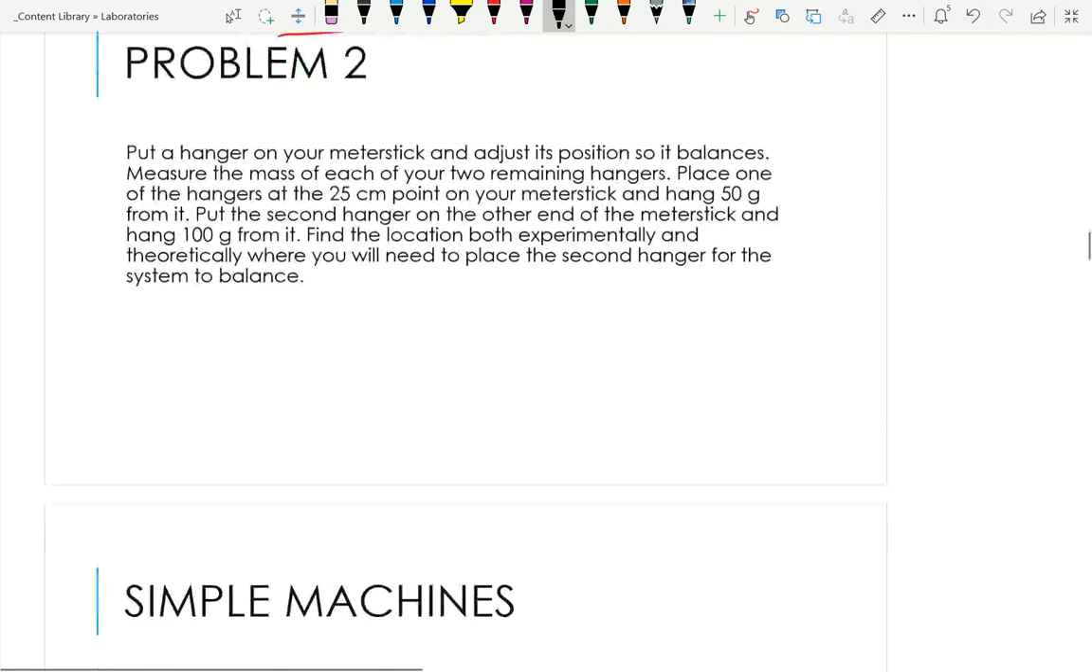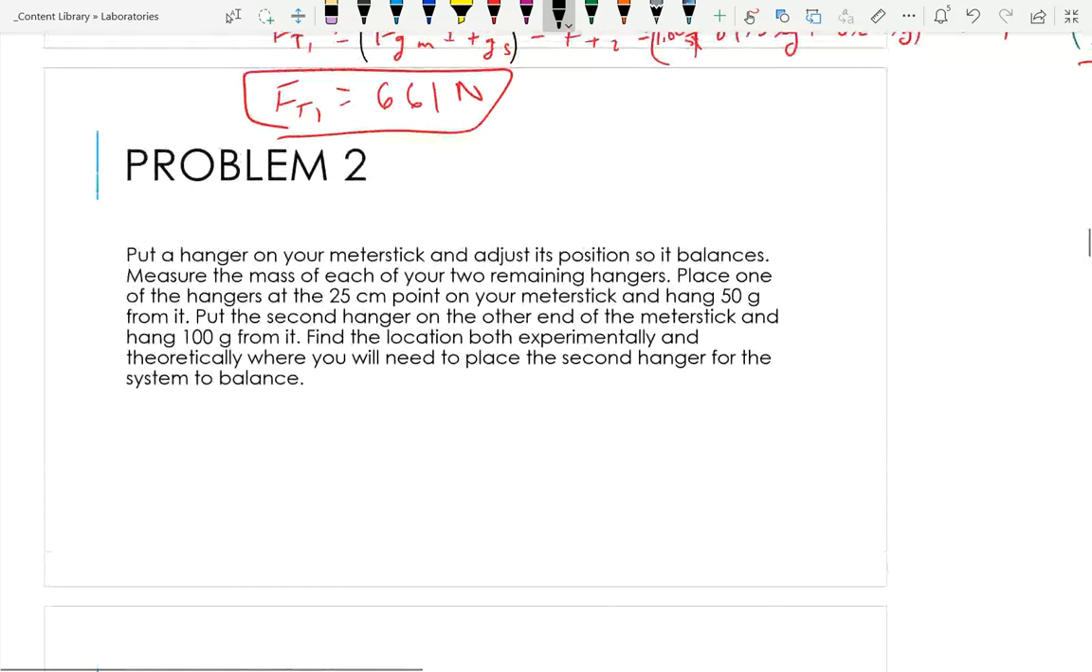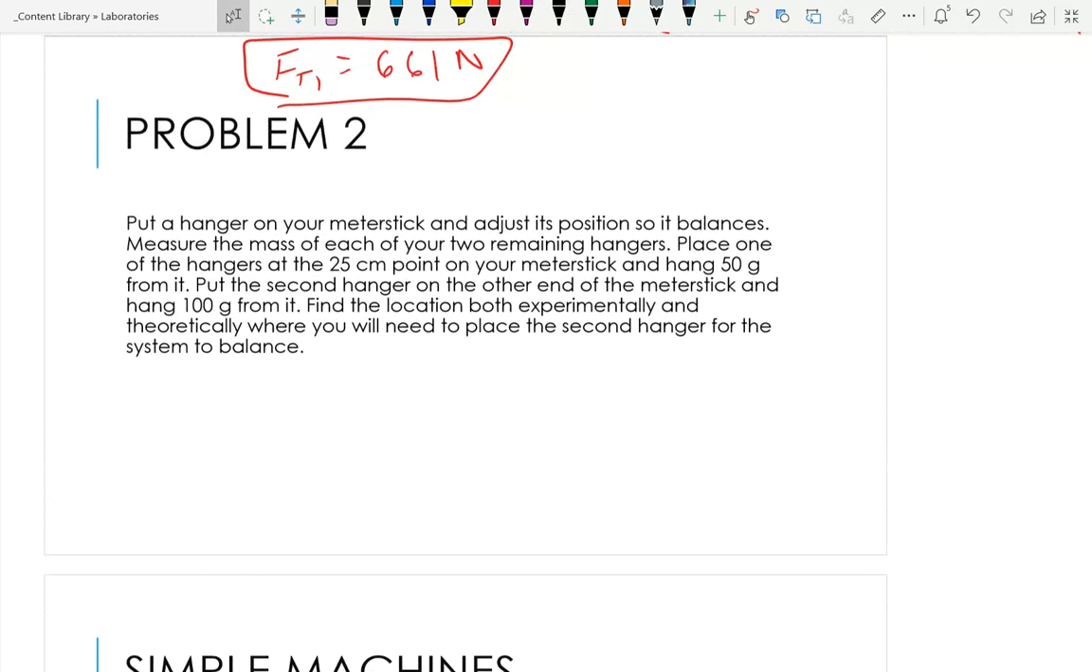Okay, this next part is all you, with a little help from our friend Andrew and me. So now you're going to actually do an experiment. For this experiment, you're going to do it both by experimental method and theoretical method. So you're going to have a meter stick and a hanger, a fulcrum, 2 hangers that have a little wire thing hanging from them, and one that doesn't.